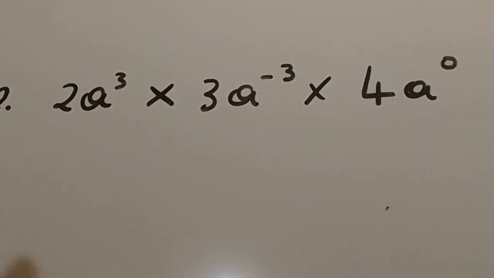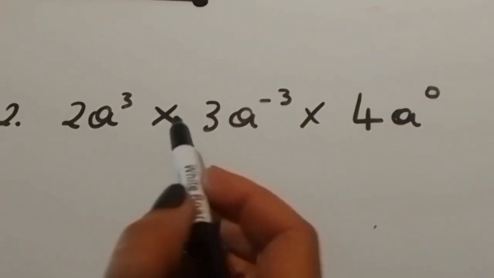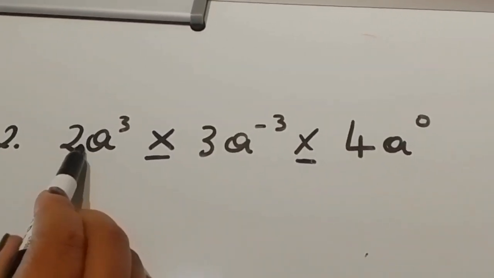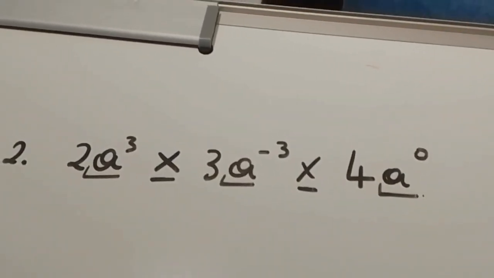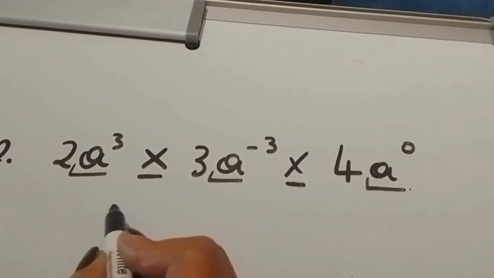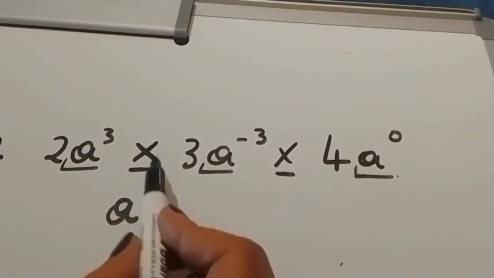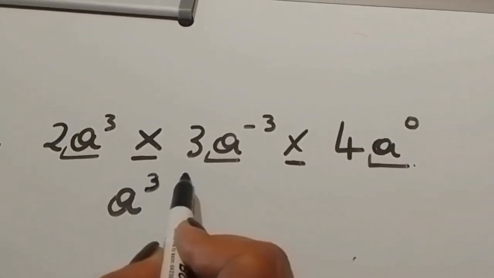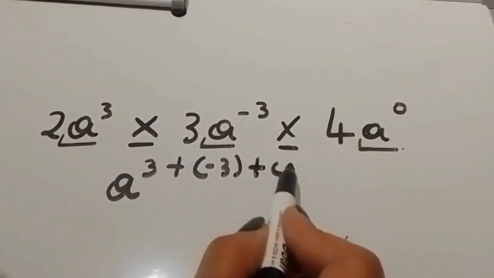All right, let's now apply those three laws to the following exercise. We notice that we have multiplication, so we're going to look for the bases that are the same. So what then do we have? If we apply that, it's multiplication in between, so that means we're going to add the exponents. So this will be 3 plus minus 3 plus 0.